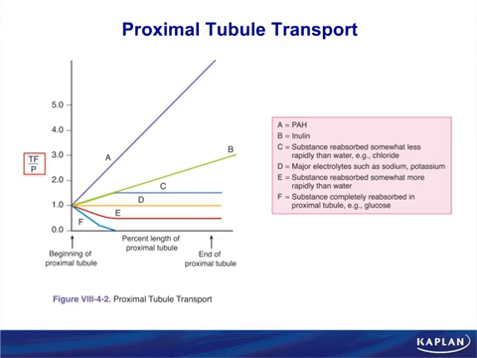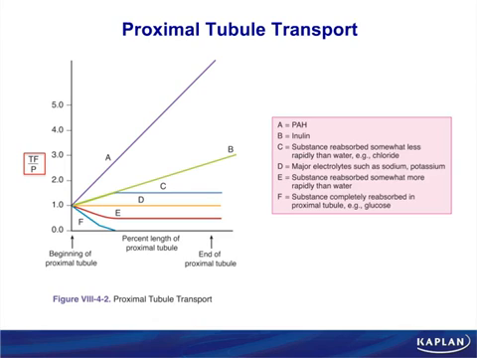Well, if a substance is freely filtered at Bowman's capsule, the plasma concentration of that substance will be equal to the tubular filtrate concentration of that substance. So, that's a substance that is freely filtered, like sodium, like chloride, like glucose. Those are your substances that are freely filtered at Bowman's capsule. And if that's the case, the tubular filtrate to plasma concentration ratio must be 1.